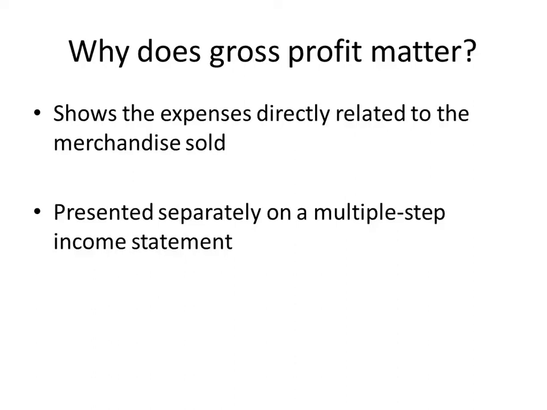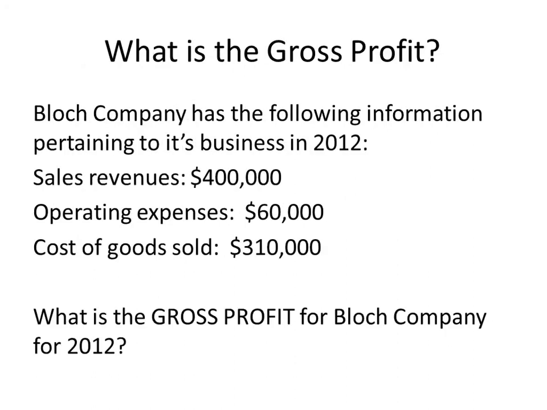All right, so where are we from here? This is really simple, but I have it up here so we can do this. Bloch Company has the following information pertaining to its business. You have sales revenue of $400,000, operating expenses of $60,000, cost of goods sold of $310,000. What would be the gross profit? $90,000.